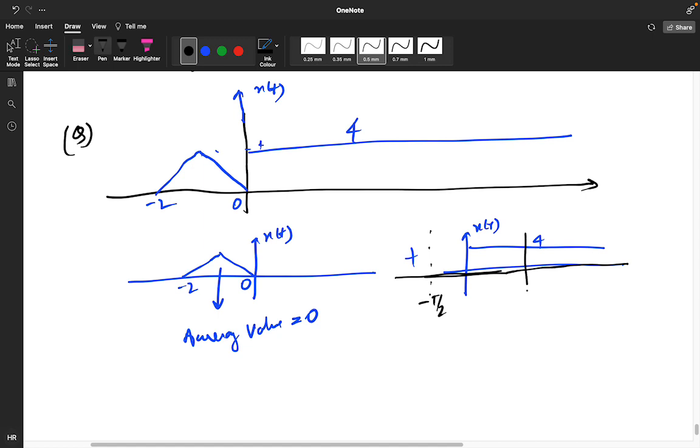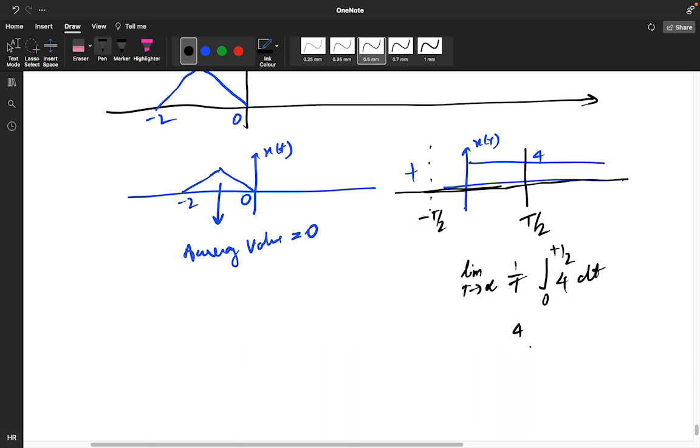What about this one? From this half side, you are not getting a duration, so it will have some time period, minus T by 2 to T by 2. Actually we are calculating the overall average value. So for this kind of signal, average value is limit T tends to infinity, 1 by T, minus T by 2 to 0 the value will be 0, so I'm writing 0 to T by 2, 4 into dt. So what you will get, 4 by T into T by 2. So this will get cancelled. Limit T tends to infinity. What you are getting? 2. So this will be added with this. So overall average value is coming 2 only.